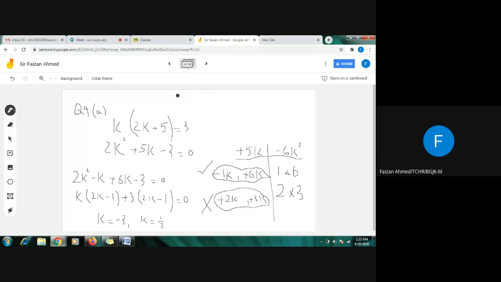We were solving chapter number 5 of D2. There are lots of questions in the exercise which are left. So I hope you will be practicing those questions, and I hope you will get your concepts clear.